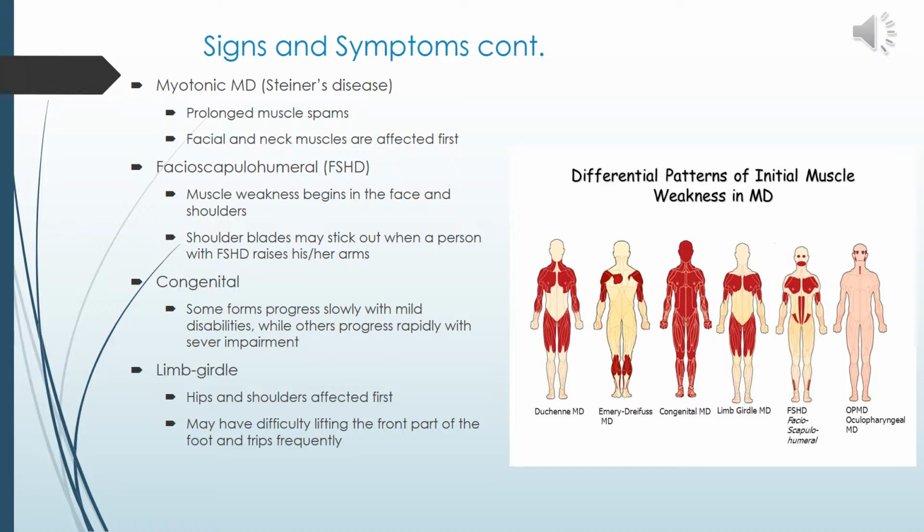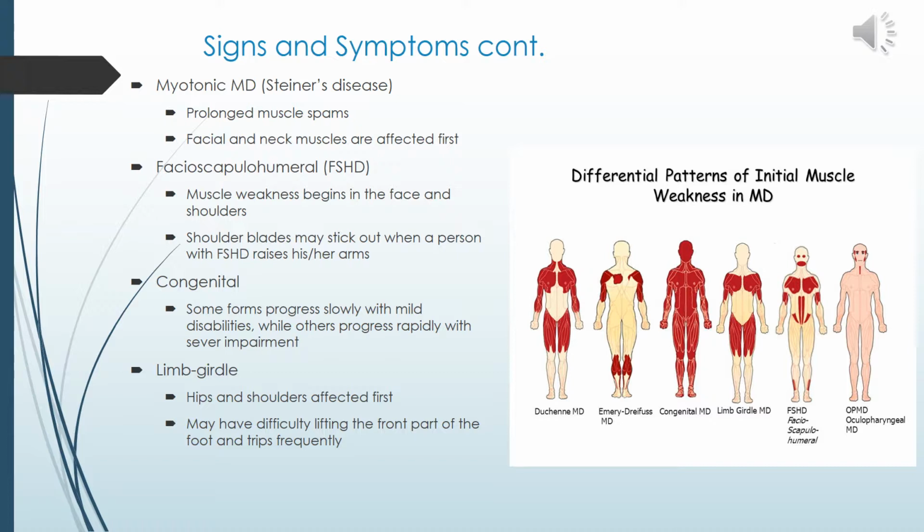The fifth type is congenital muscular dystrophy, which typically appears at birth or before the age of 2. So the infant has hypotonia, or lack of muscle tone, so later they may be slow to meet milestones such as rolling over, sitting up, or walking. So some forms of congenital muscular dystrophy progress slowly with mild disabilities, while others progress more rapidly with severe impairment.